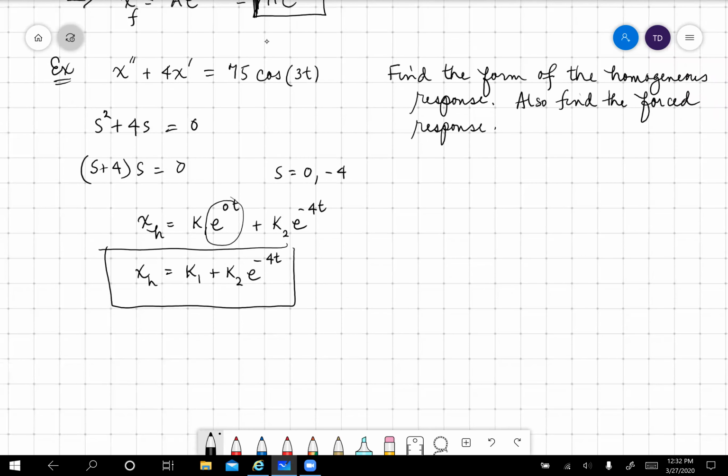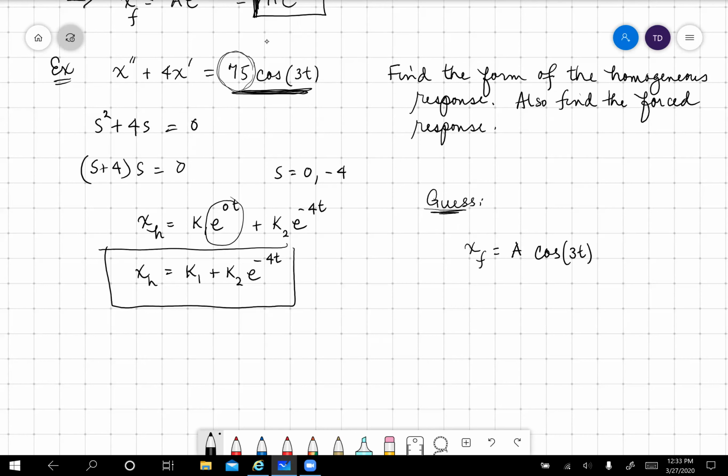Now, here's our differential equation. Now we want to make a guess at the forced response. In order to make the guess, we have to look here. Forget this, put blinders on with the 75. Don't look at that. The form of this is cosine of 3t. So we just put an A out in front of it.